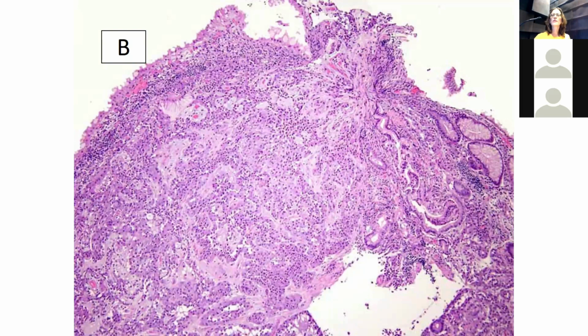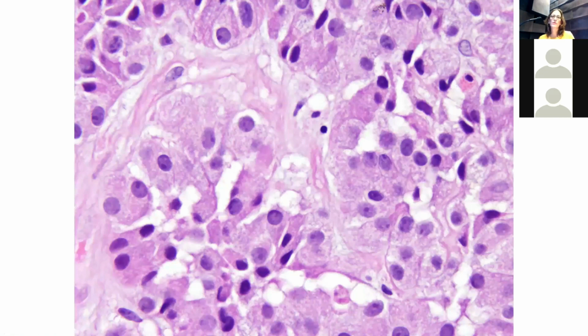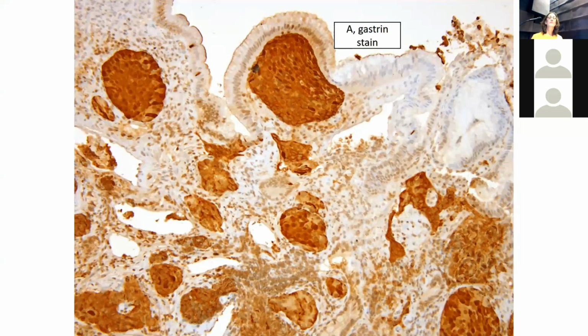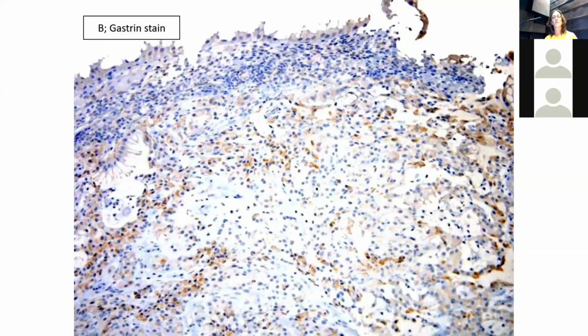Okay, you can't really tell what kind of mucosa is around it. It's probably body. There might be a hint of it down there, but it's kind of inflamed, but it's right by the nodule. And at higher magnification, this nodule looks neuroendocrine, but the cells are a bit different from what we just looked at. And this is a gastrin stain on the duodenal one, very strongly positive. This is a gastrin stain on the stomach one, very strongly negative. There's some background staining in some of the inflammatory cells, but the tumor is negative.